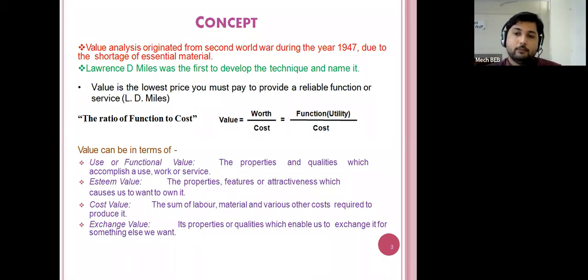When the diamond is kept in a cupboard, versus when the diamond is in a necklace and you are showcasing it in a party, the value of that particular diamond differs. So it is a relative thing, it is not a fixed thing. And it will change according to the place.